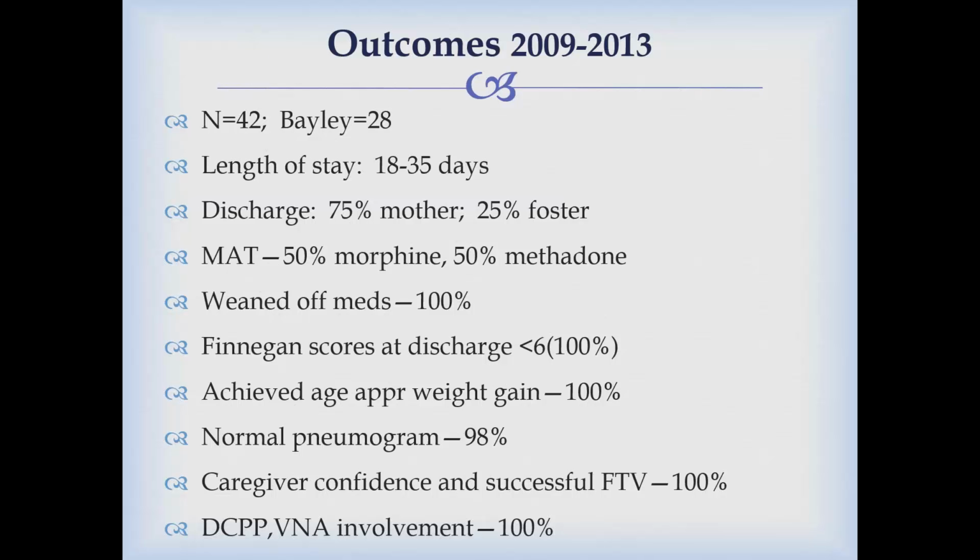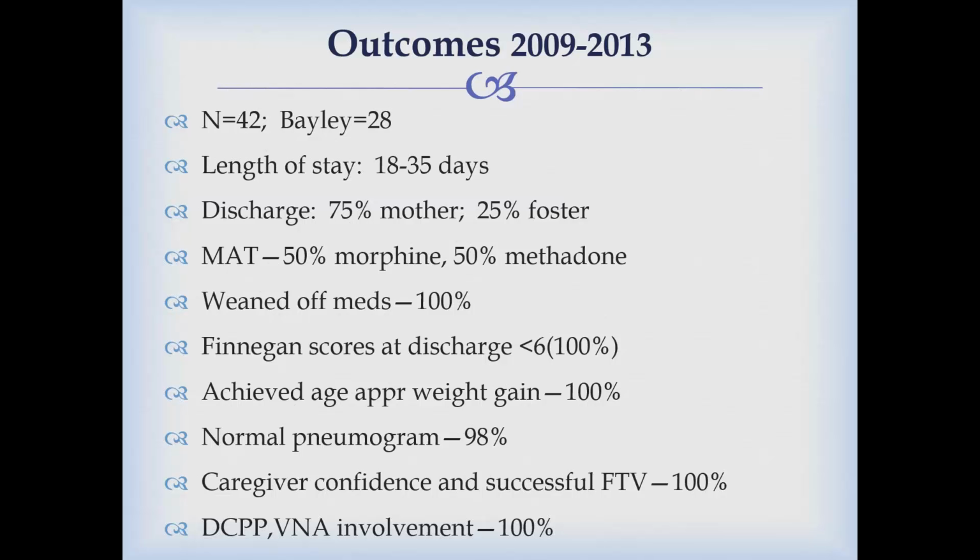The discharges to home were 75% for the mothers, 25% for foster family. Medication-assisted treatment, 50% came into us on morphine, 50% on methadone. All 100% of these babies were weaned off their medications. Finnegan scores at time of discharge were less than 6. They all achieved age-appropriate weight gain, of which 70% still required high-calorie formula.